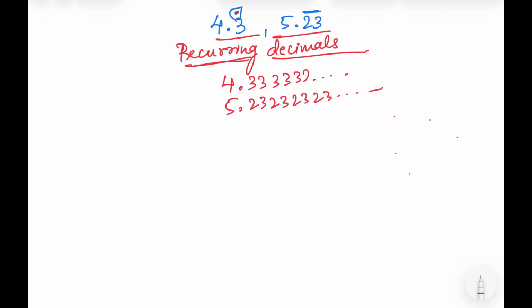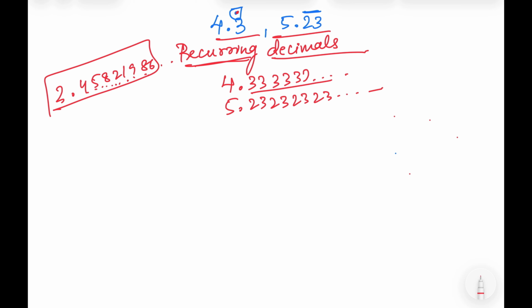But keep in mind, not all decimals are recurring. There are some decimal numbers like 2.458219886. This is also never ending, but this is not recurring because the same number is not getting repeated again and again. Here if you see, in the first case, one number is getting repeated again and again, and in the second example, two numbers are getting repeated again and again. So these are recurring decimals.